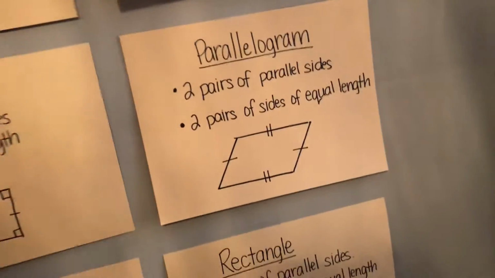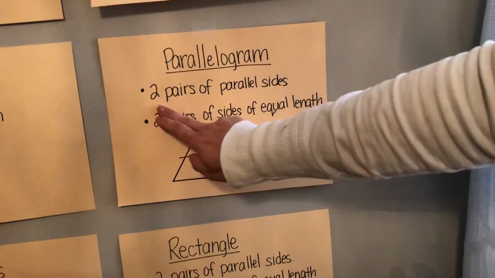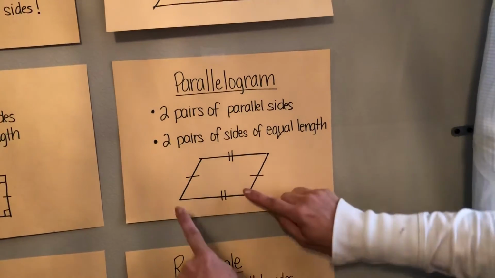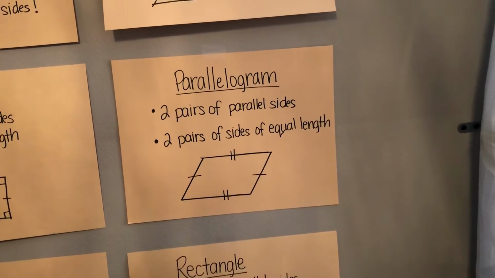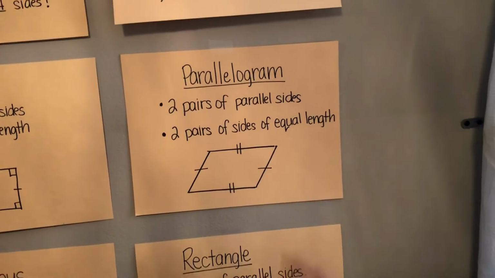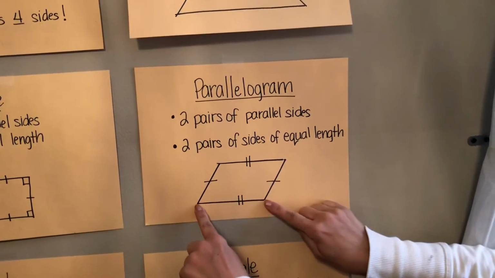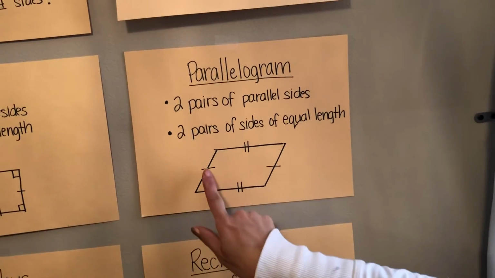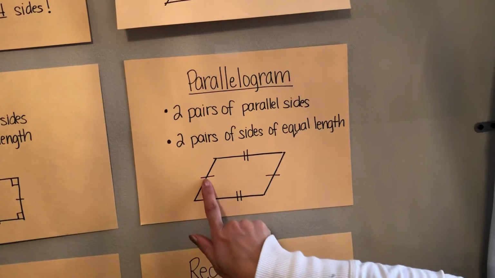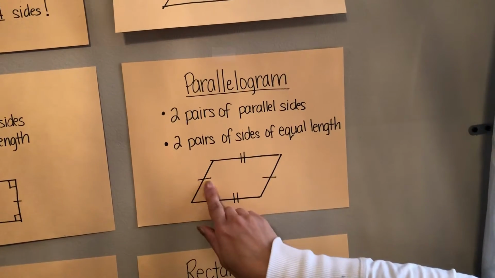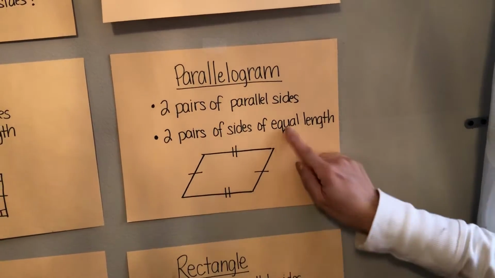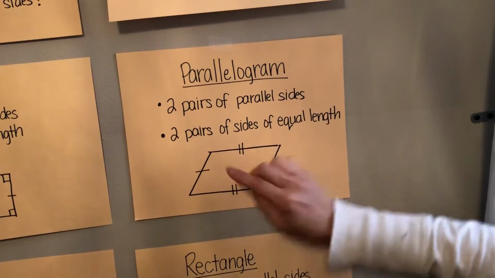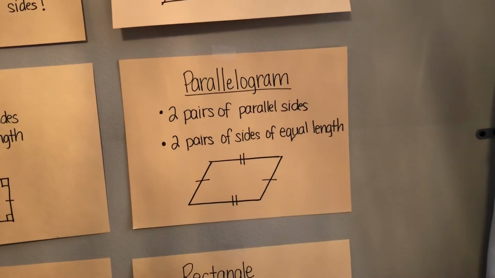Now we have a parallelogram. A parallelogram has 2 pairs of parallel lines, these, as well as these, and 2 pairs of sides are of equal length. So this length and this length are the same size, and this one and this one are the same size. And if you notice, it's marked off for you to show you what's parallel and what's the same. So this one has one line and this one has one line, means they're the same and they're running parallel. These have 2 little lines on them, means these are the same size and run parallel.